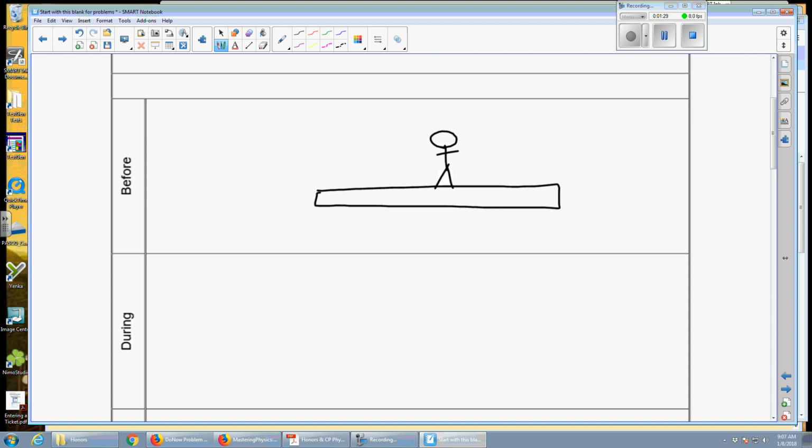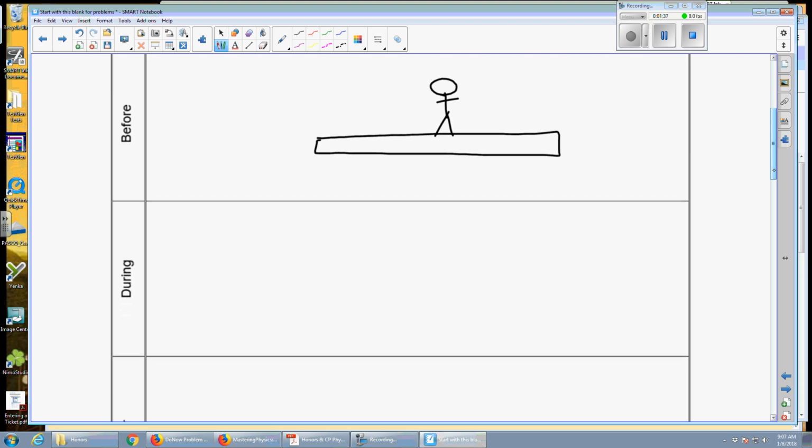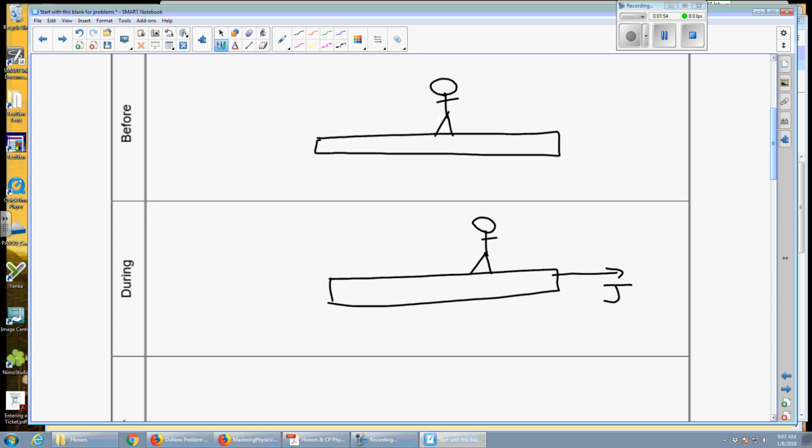But that would be my before, right? They're both just sitting there. During would be her starting to walk. And I'm going to have her walk to the left, which means she has to put an impulse on the canoe. So the impulse on the canoe by the person would go that way, so that the impulse on the person by the canoe would go in the direction she's going to end up moving.